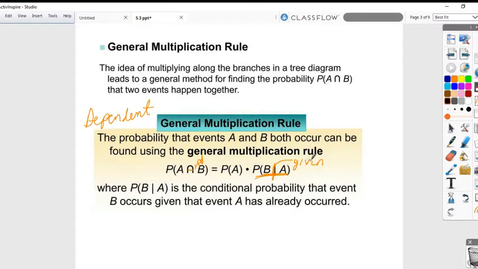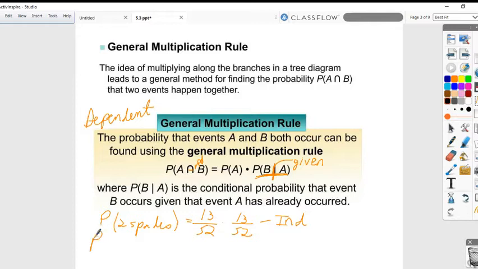A simple example is pulling cards from a deck. So let's say we do the probability of 2 spades from a deck of cards. If we're going to do it as an independent, the first time you pull a spade is 13 out of 52. If you replace the card back in and shuffle, the next time you still have 52 cards and there's still 13 spades. So that's independent.